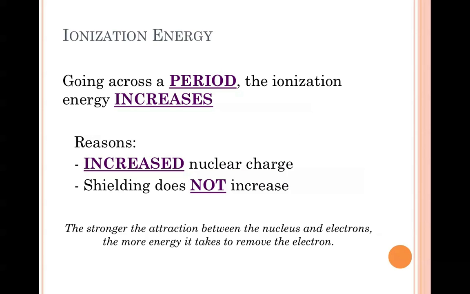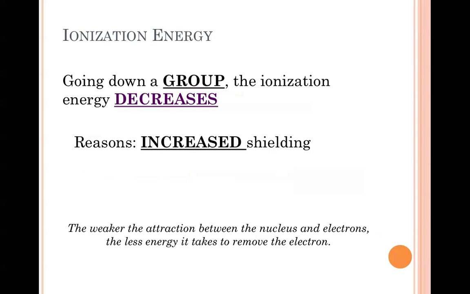So what are the two big trends? As we go across the period, the ionization energy is going to increase. We have an increased nuclear charge and shielding does not increase. So the stronger the attraction between the nucleus and the valence electrons, the more energy it is going to take to remove the electron. That is why as you move across towards the nonmetals, those tend to not ever lose electrons. And that's because it takes too much energy to remove them.